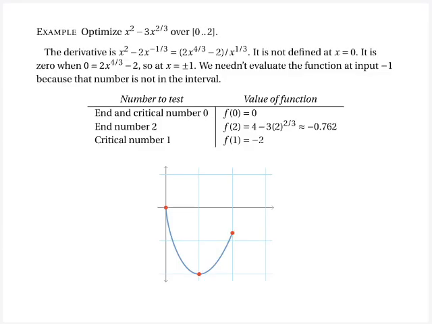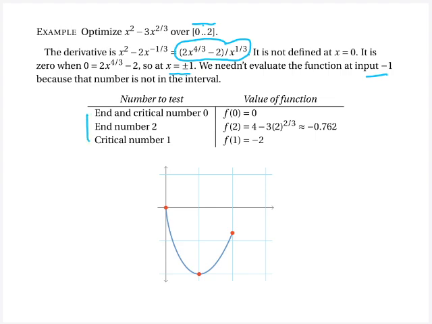Okay, great. So there's the derivative here. The derivative is this expression right here. I end up with a fraction, x to the 1/3, of course, cube root of x, on the bottom of the fraction. The derivative is not defined at x equals 0. It's 0 when x is plus and minus 1. And I don't need to worry about what happens at minus 1 because that number's not in the interval, so I only need to worry about the critical numbers and the endpoints.